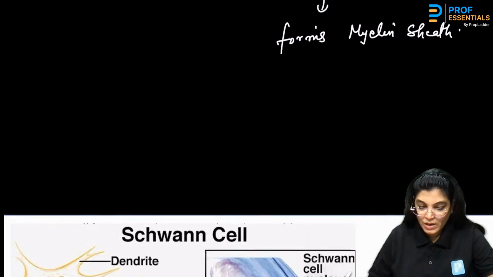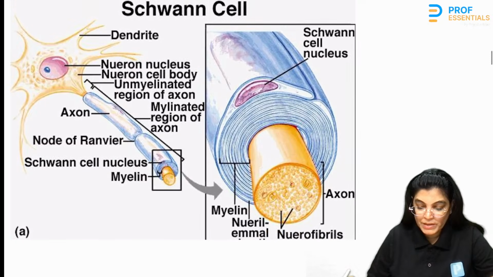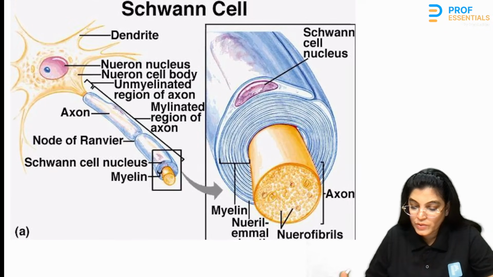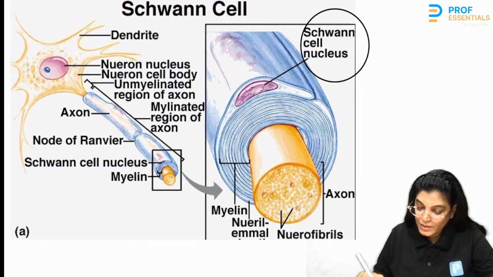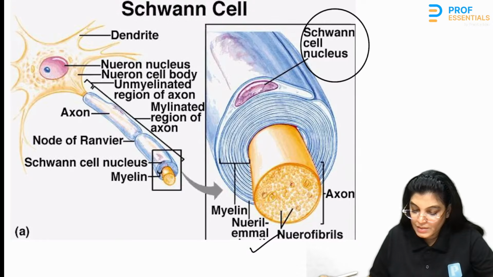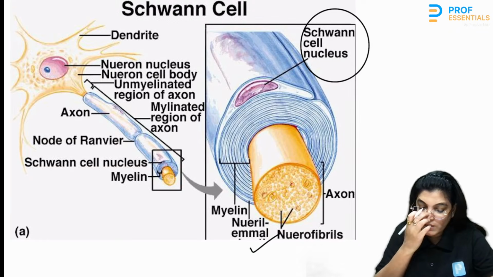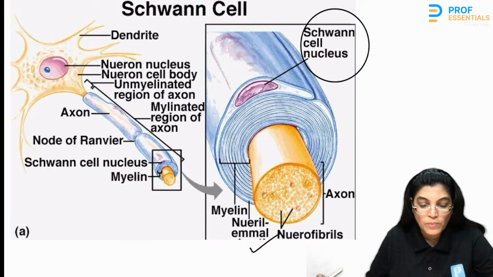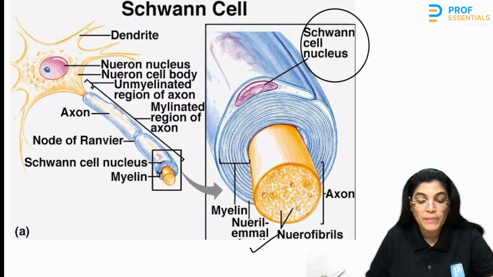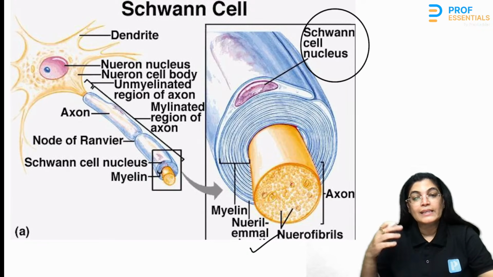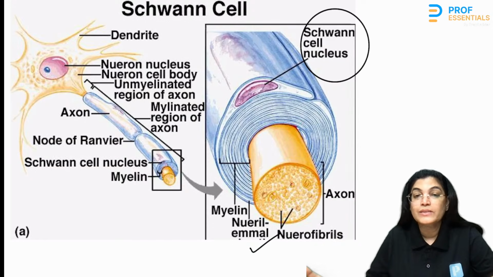Now see one more image. You can see the axon, the Schwann cell nucleus, and exactly the myelin sheath. I also want you to add one more very important point: outside the myelin sheath, there is a large layer of Schwann cells, and its cell membrane forms an additional sheath, called the neurolemmal sheath.